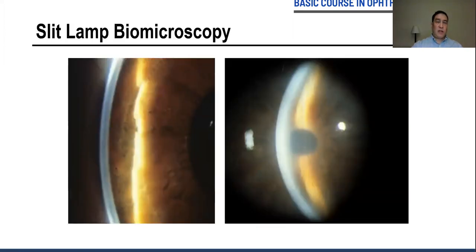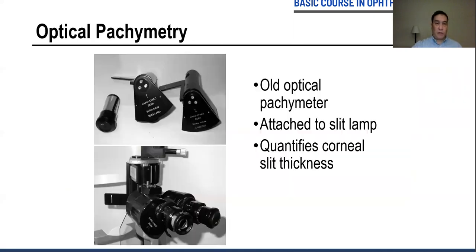First, let's talk about slit lamp biomicroscopy. I recently gave a lecture on this. Slit lamp can be used to determine thickness of the cornea, although it's very subjective. As you can see here, the picture on the left will show you a relatively thin or normal cornea, and the picture on the right, based on the slit, will show you a relatively thick cornea.